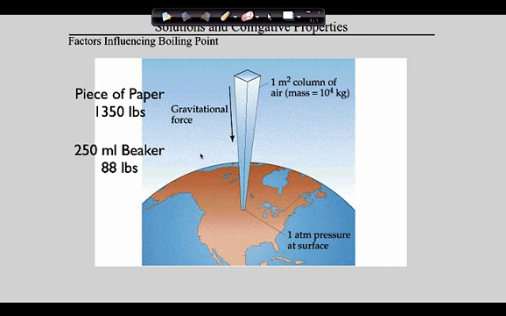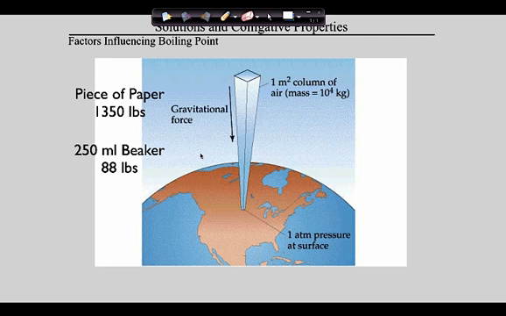And guys, the number is actually this. It's 88 pounds. There's 88 pounds of air pushing down on the surface of the water. But guys, here's the trick. This column of air is only pushing down. Why is it not also pushing up on the water? Because it can't get to the water through the glass.